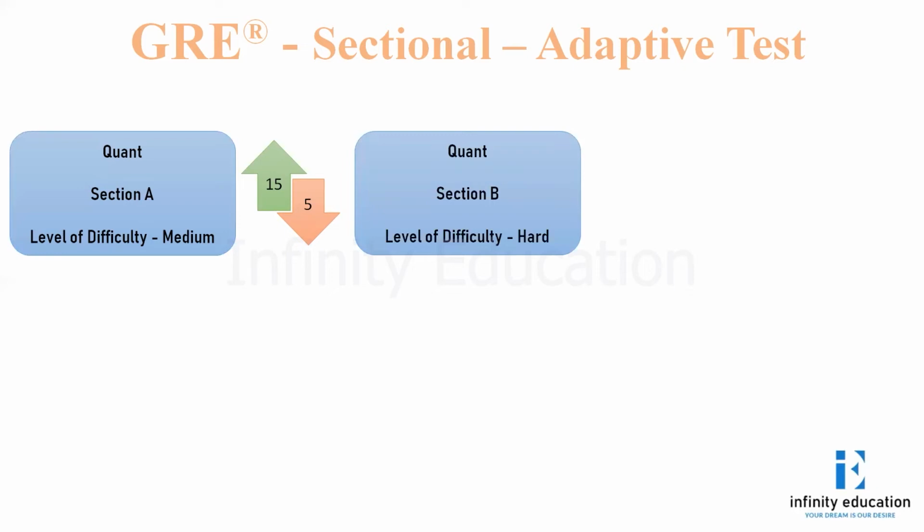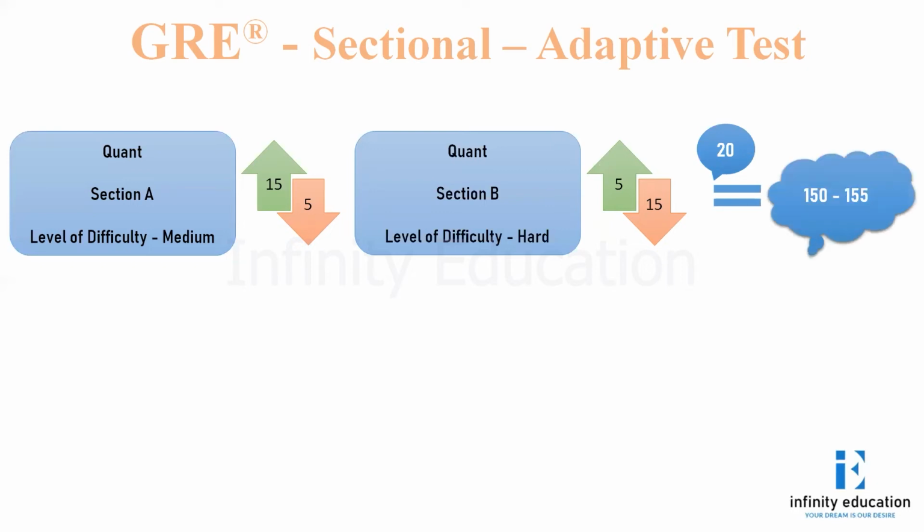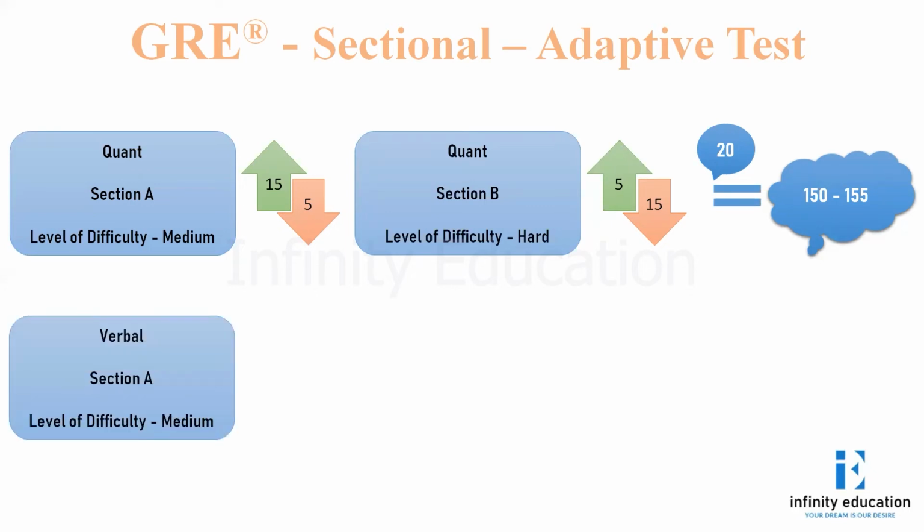Now, let's imagine that the next section was difficult and the student could only manage 5 correct answers and 15 were incorrect. So a total of 20 questions were answered correctly by the student. On the basis of this performance, the student can expect a score of around 150 to 155. Now, let's talk about the same student, but a different section this time: the verbal section. Again, as we know, the first section will always be of a medium level of difficulty.